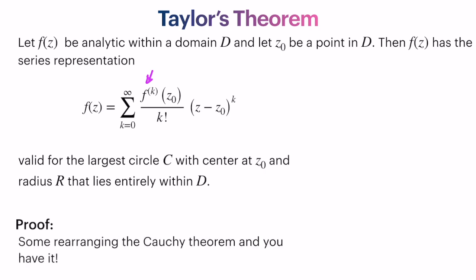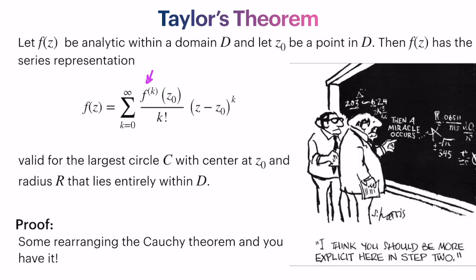The proof is rather simple. It is rearranging Cauchy's theorem. We have seen in the last lecture that the nth derivative of an analytic function can be represented using Cauchy's integral formula. Of course, if you want to look exactly at the proof, I recommend you work out this step between Cauchy's theorem and Taylor's theorem, and you have a rigorous proof of Taylor's theorem.